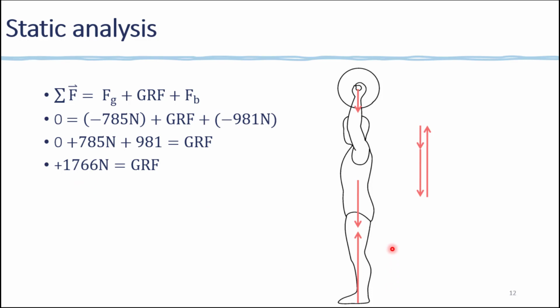So if we take these three forces here and we line them up in their directions, we know this is the force from the barbell, this is the force of gravity, which means that the ground reaction force needs to be equal and opposite these two forces in order for static equilibrium to exist.